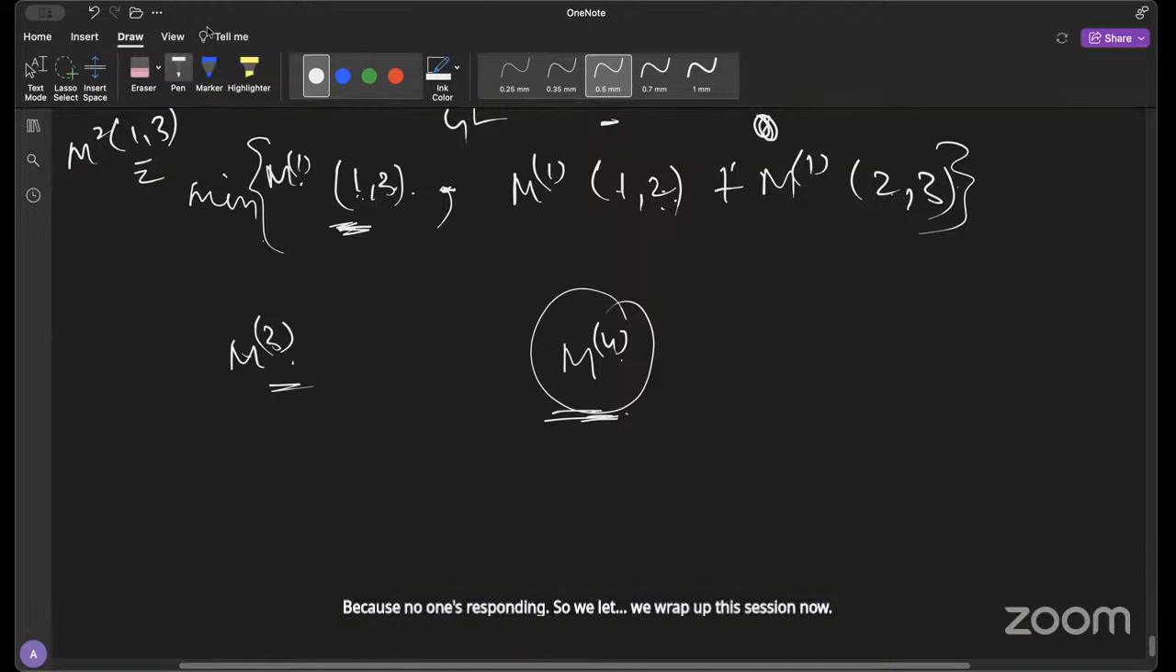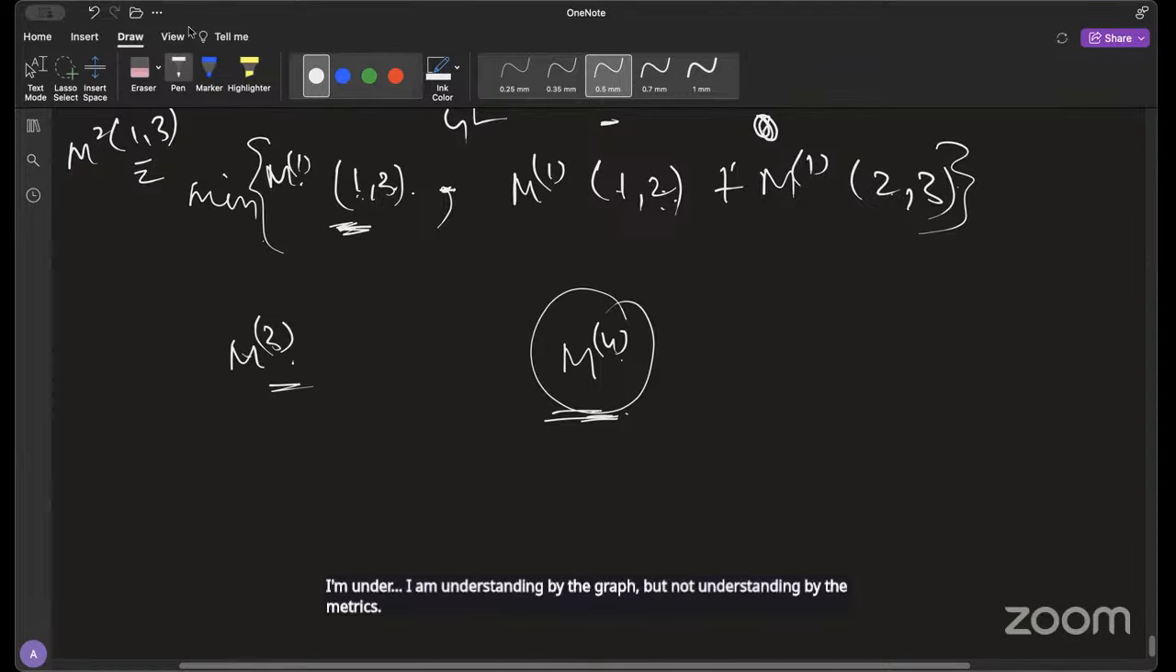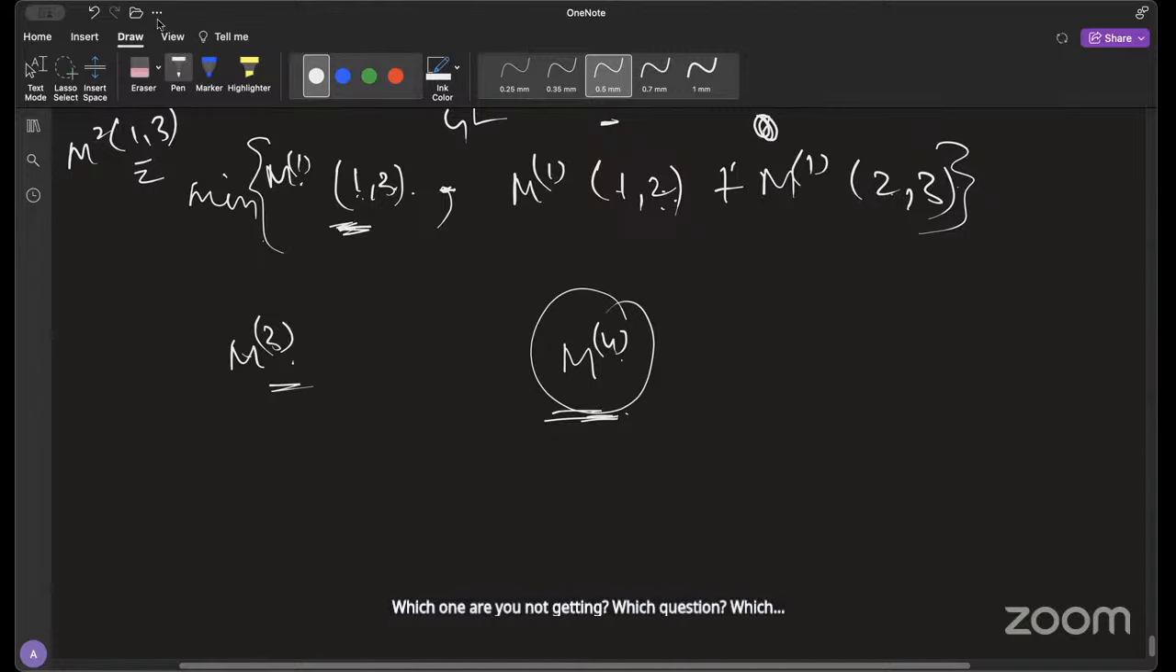Ma'am, are we going to expect questions from this? Ma'am, kindly take an example. I understand by the graph, but not by the matrix. Which one are you not getting? Which question? Someone had a query. Which part is it from? What's the query?